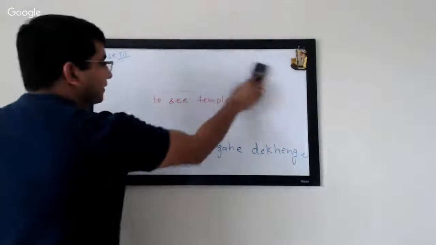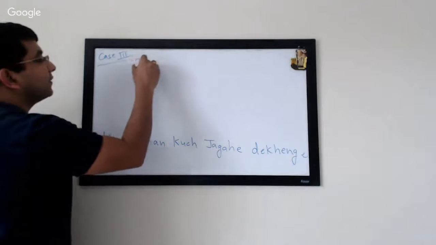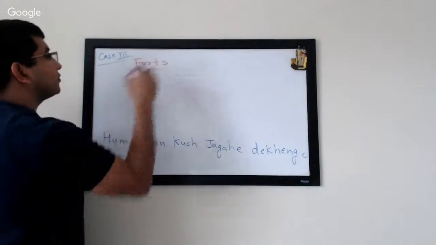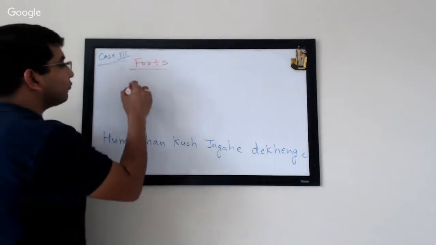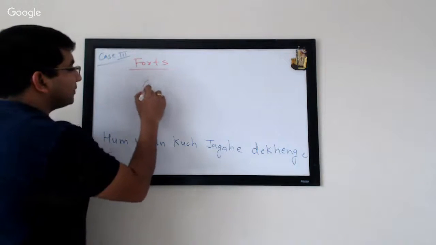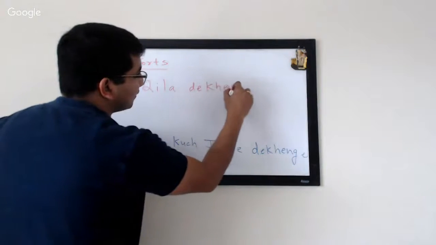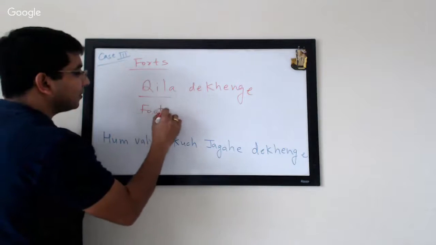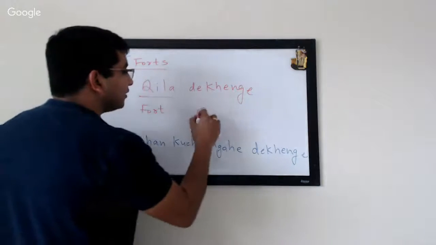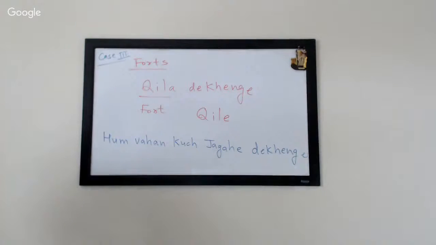The next one is, let's say you want to see some of the forts, right? If you're going to places where there is some kind of old history, you can say we will see some forts there. So हम वहाँ किला देखेंगे. Kila is a fort, and if you're using plural, it will be किले. हम वहाँ किले देखेंगे.